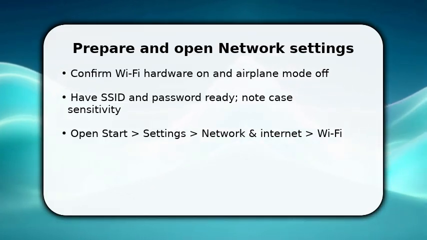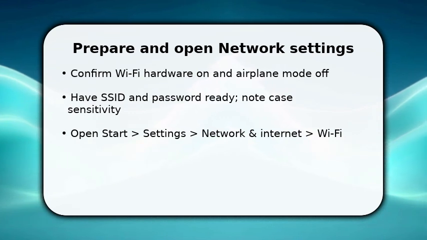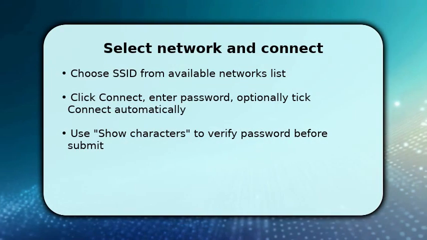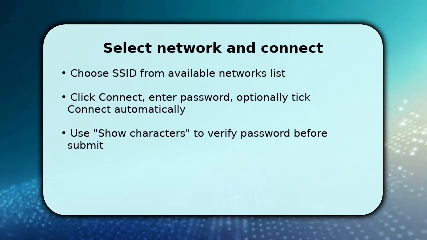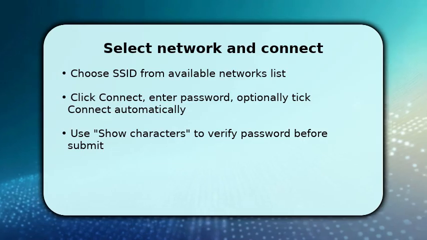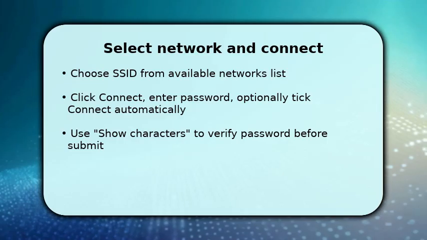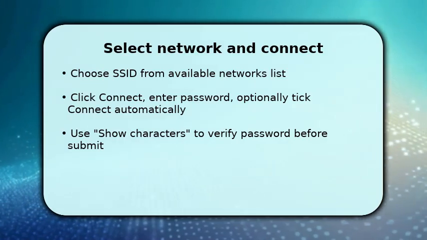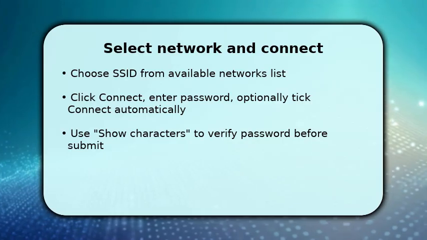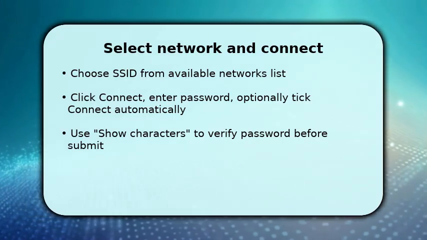You'll see a list of detected networks. Select your SSID and click Connect so Windows begins the handshake. When prompted, type the Wi-Fi password carefully and use the Show Characters option to verify it, since mistyped passwords are the most common failure. Make sure to check Connect automatically if you want future joins to be seamless.